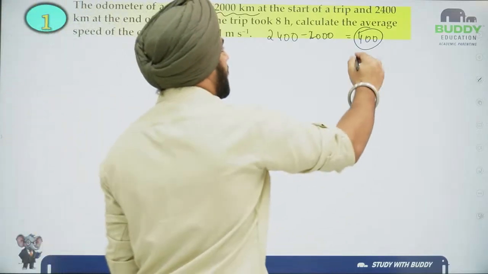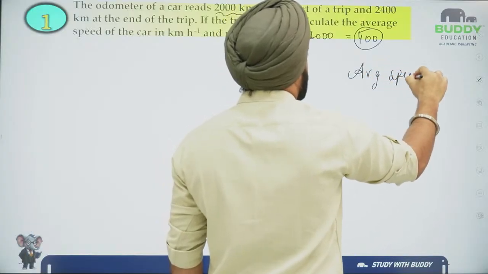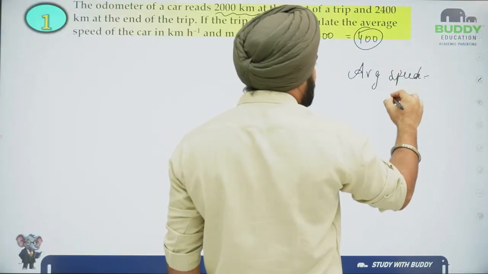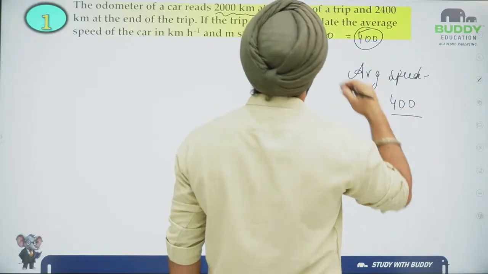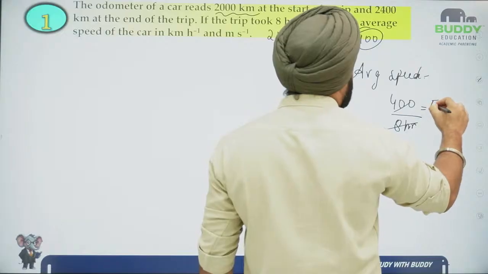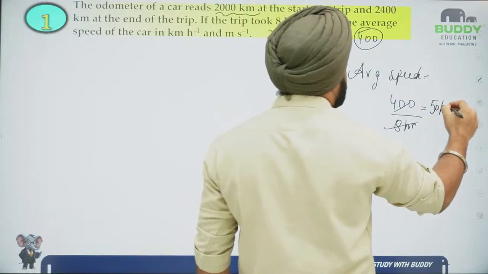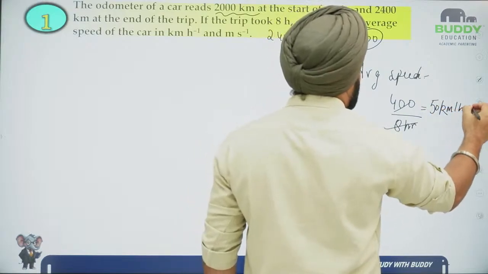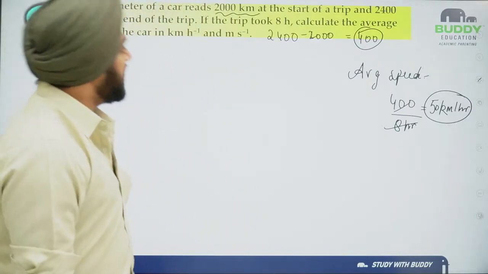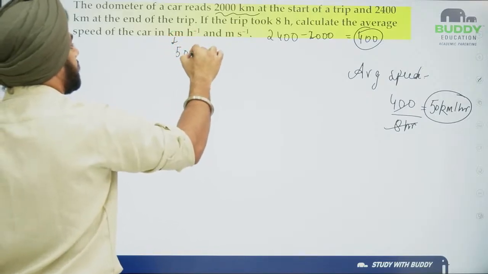So average speed is what? Total distance upon total time, right? What is the total distance here? 400. What is the total time here? 8 hours, right? So we are moving with 50 km per hour. This is the average speed of the car in kilometer per hour, so it is 50 kilometer per hour.